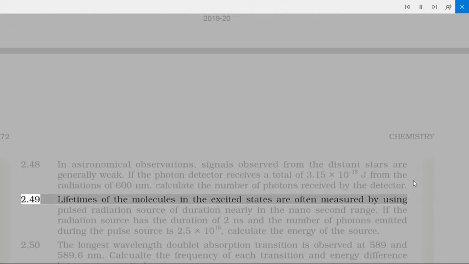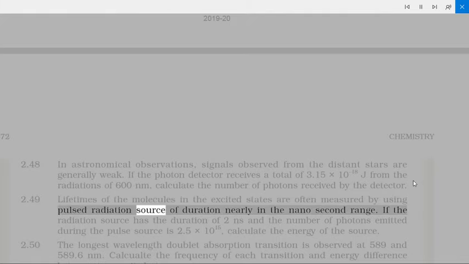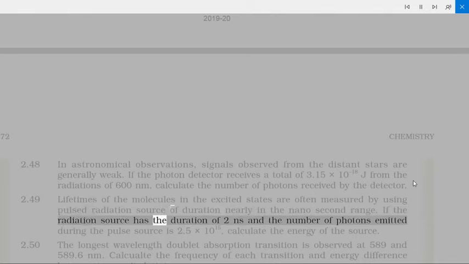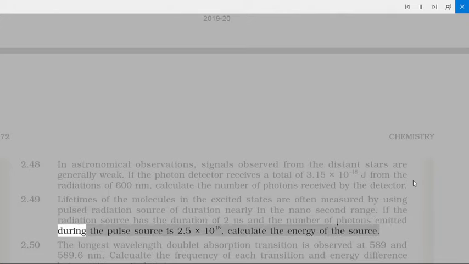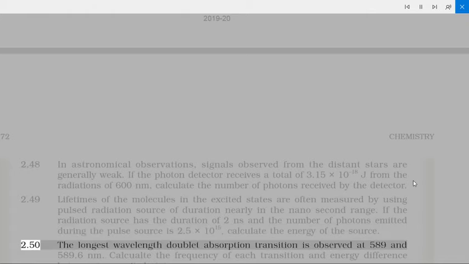2.49 Lifetimes of the molecules in the excited states are often measured by using pulsed radiation source duration nearly in the nanosecond range. If the radiation source has the duration of 2 ns and the number of photons emitted during the pulse source is 2.5 × 10^15, calculate the energy of the source.